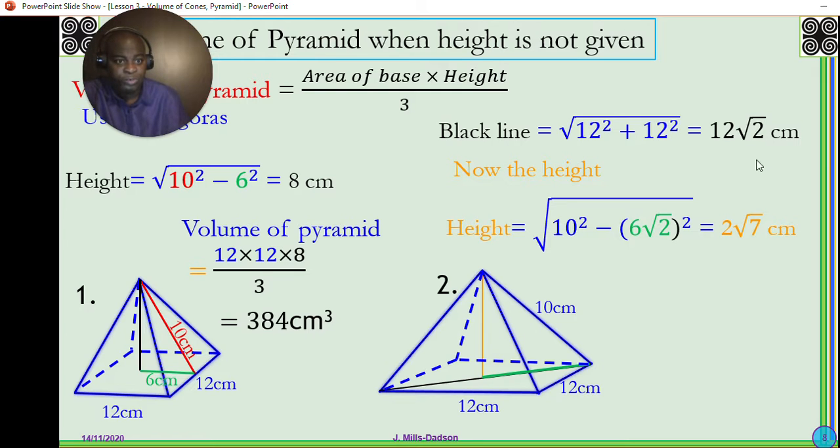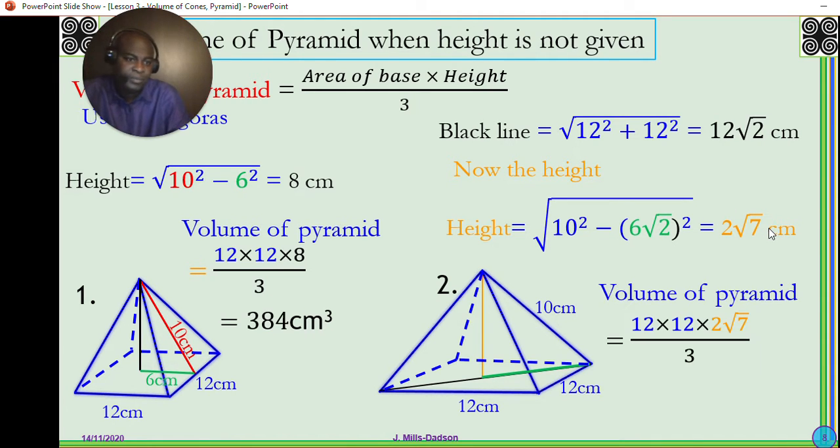So half of 12 root 2 is 6 root 2, and I'm using the subtraction rule. 10 is the hypotenuse, so 10 squared minus 6 root 2 all squared. Square root of that will give us 2 root 7. So our yellow height is 2 root 7. I can now go back to the area of base, which is 12 times 12, times it by the height, 2 root 7, then divide the whole thing by 3. And that will give me 254 centimeter cube, rounded to the nearest whole.